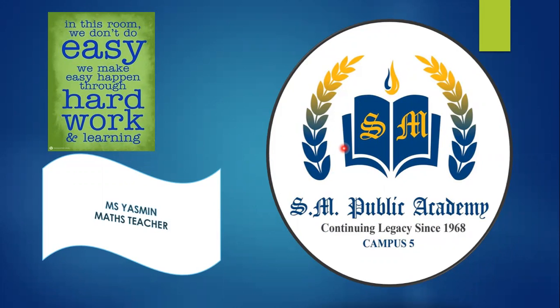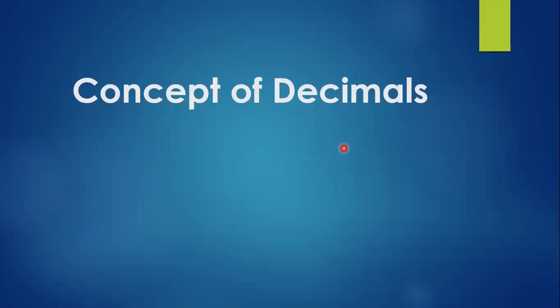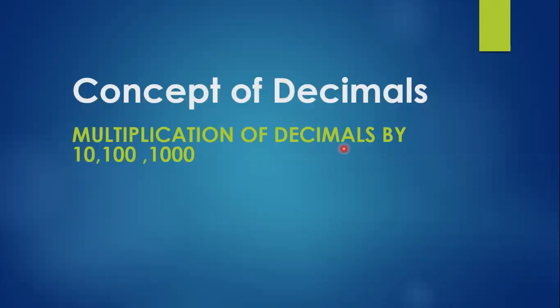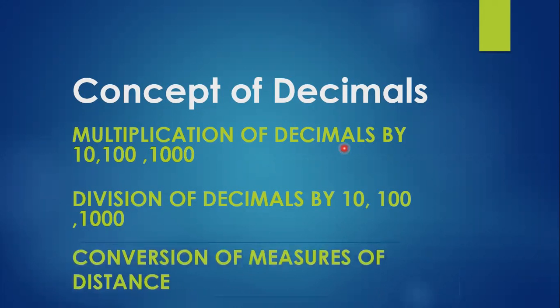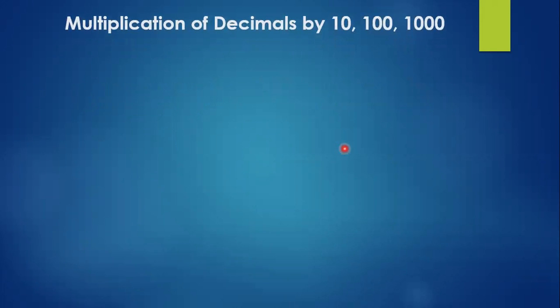I am Yasmin here. Today, in this lecture, we will revise the concepts of decimals, multiplication of decimals by 10, 100, 1000, division of decimals by 10, 100, 1000, and finally conversions of measures of distance. So let's start. Multiplication of decimals by 10, 100, and 1000.